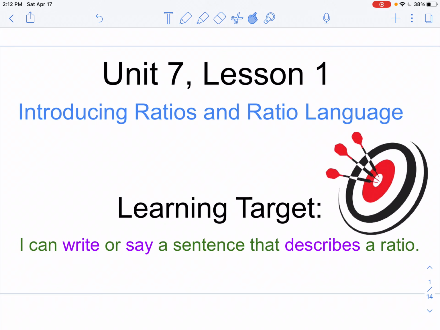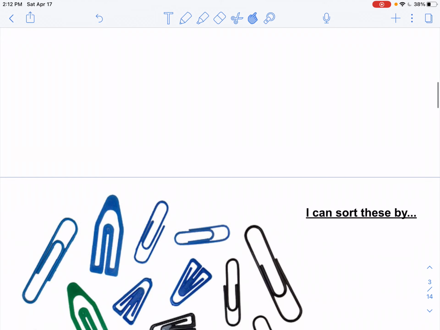Hey VLS kids, welcome to the very first lesson of Unit 7. We are introducing ratios and ratio language. Our learning target says I can write or say a sentence that describes a ratio. So let's jump right into this.